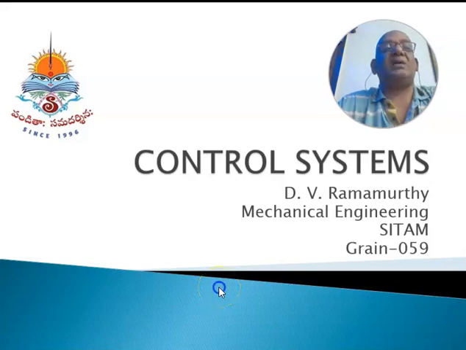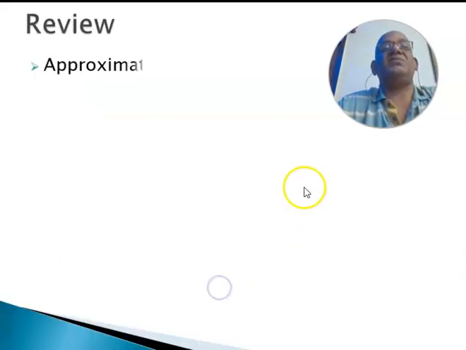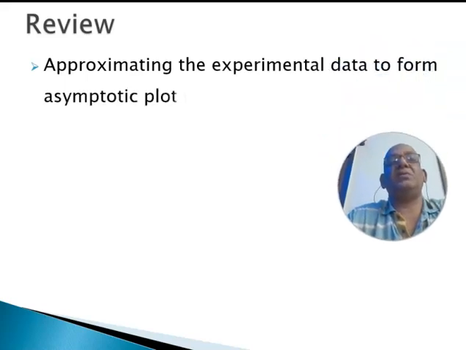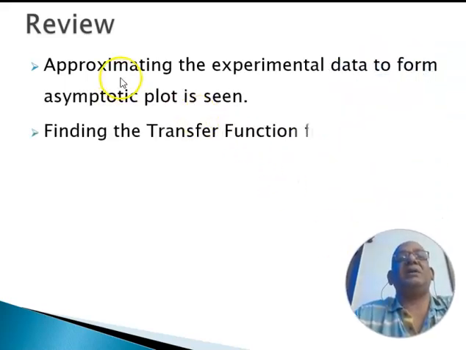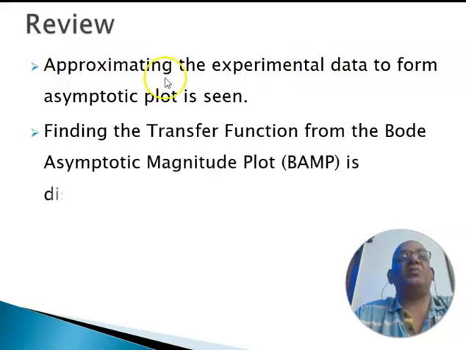Hello there and welcome back to this video series on control systems. Over the past few videos, we have been looking at approximating the experimental data to form an asymptotic plot and also finding the transfer function from the Bode asymptotic magnitude plot.